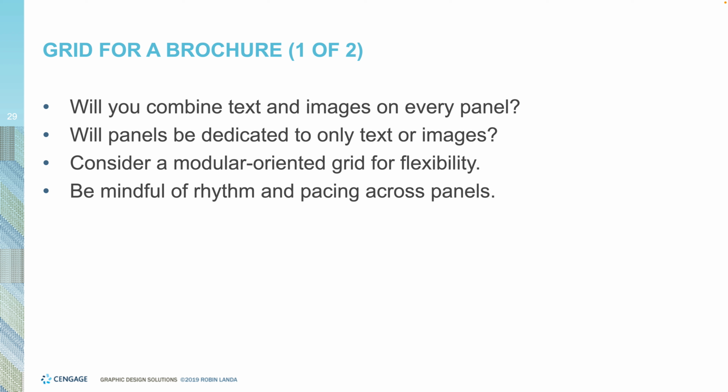How are you going to be using text and images? Are they going to be combined in every panel? Things dedicated only to text, some only to images. What is the grid that you're using for flexibility purposes? How is it going to play through those? Think about rhythm and pacing as you start to move through the brochure. What is it we want to see? Image, person, image, person, image, person. Do we continue that all the way through it?